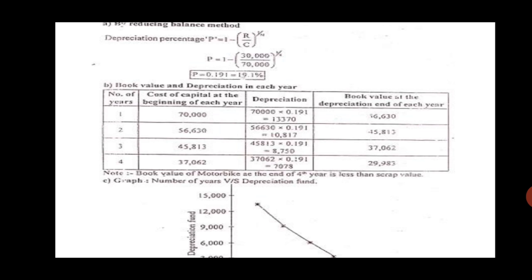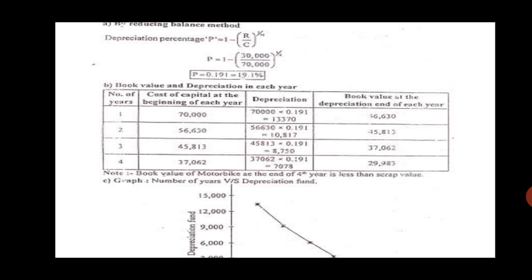45,813 is the cost of capital for the beginning of the third year, and again 45,813 we will multiply with 0.191. You will get 8,750 rupees. This is the depreciation amount for the third year, and the book value you will get as 37,062. And this 37,062 becomes the cost of capital for the fourth year. The depreciation is 37,062 into 0.191, that is 7,078 rupees. And when you deduct this depreciation from the cost of capital, you get the book value as 29,983, that is 30,000 rupees. That is the salvage value.